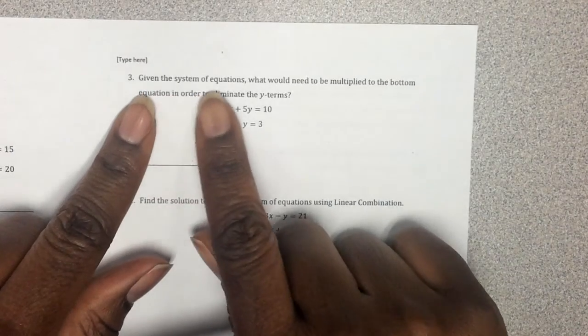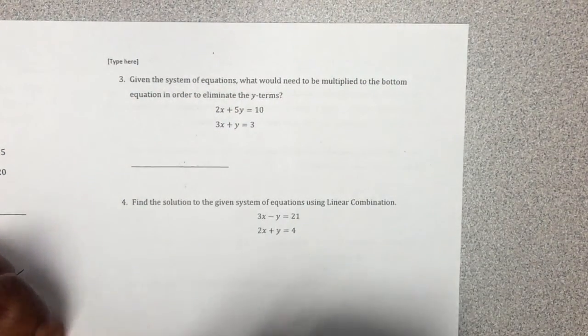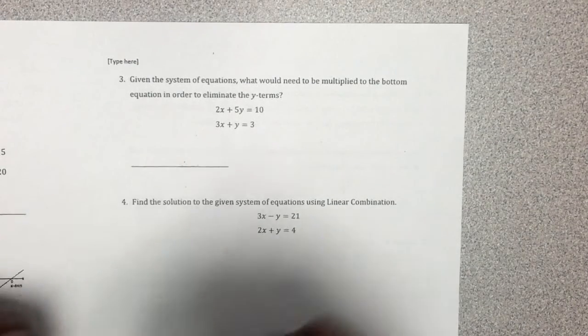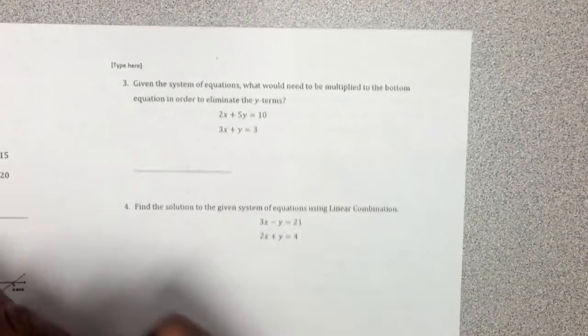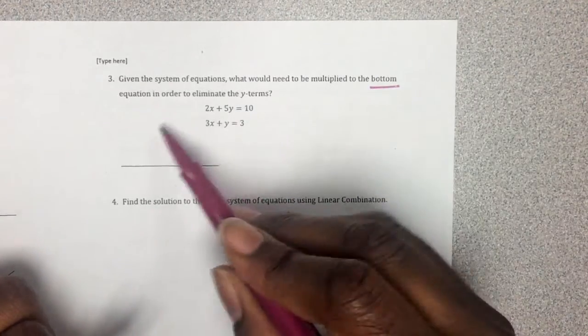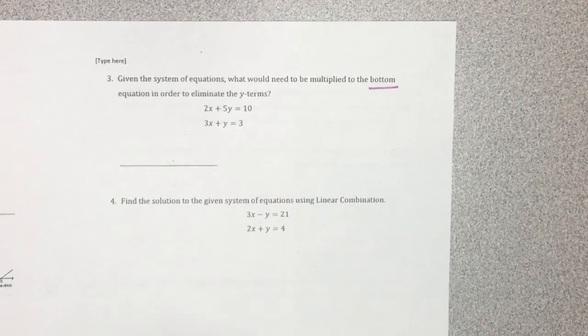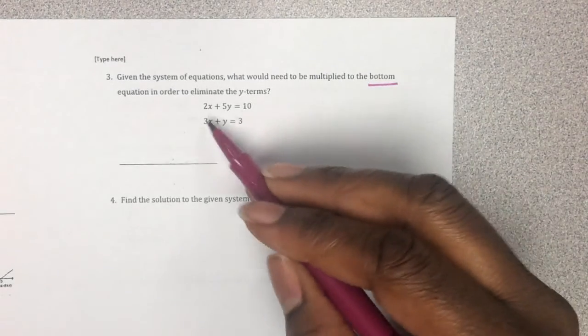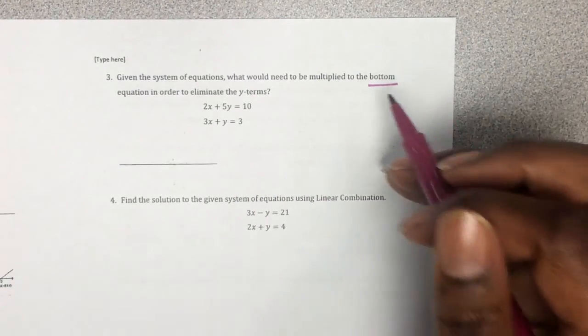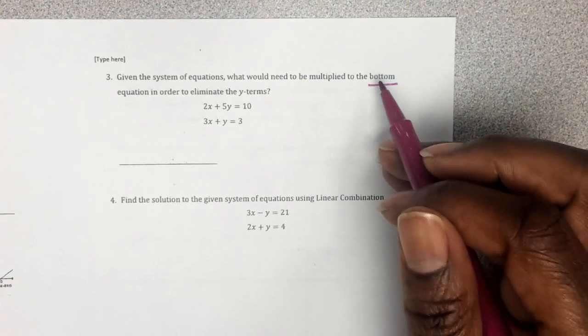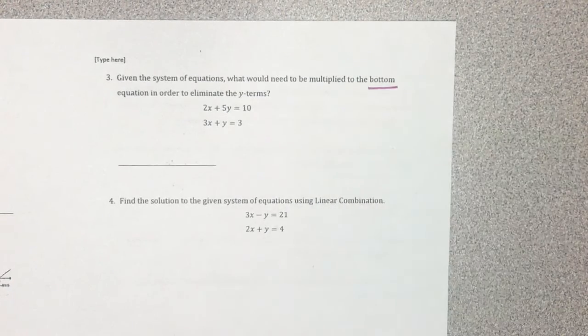It says, given the system of equations, what I'm going to actually do is give the full answer, because on the other review I did not give the full answer. Given the system of equations, what would need to be multiplied to the bottom equation in order to eliminate the y terms? I know sometimes you're thinking, oh, it'll be easier to multiply the top times something, but this question specifically says, what do you need to do to change the bottom equation, okay?